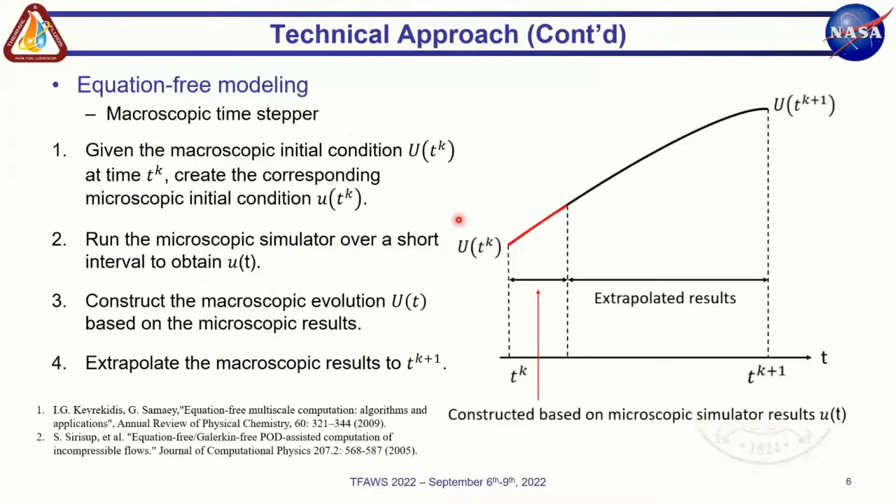equation-free modeling method, and the basic time stepper they call the macroscopic time stepper. First, given the macroscopic initial condition, the capital U at time tk, we create the corresponding microscopic initial condition, the small u at tk. Then we can run the microscopic simulator over a very short interval to obtain u, as seen on the right hand side, the right curve. We use the microscopic simulator and run for this very small time interval. Based on these microscopic simulator results, we construct the corresponding macroscopic evolution within this time interval, and then we extrapolate the macroscopic result to the time tk plus 1, and then we finish one time step in the macroscopic scale.